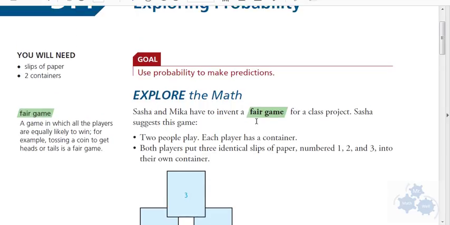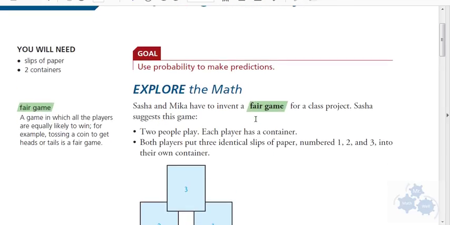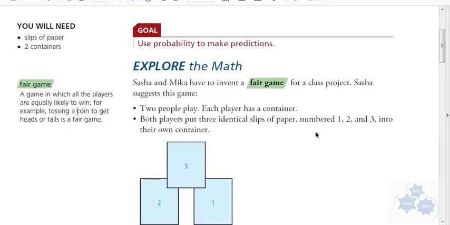Okay, so here's the game. It's 5.1, we're exploring probability, and we are exploring the concept of a fair game. As I just mentioned, a fair game is a game in which all players are equally likely to win. Okay, equally likely. There's that phrase there. For example, tossing a coin to get heads or tails is a fair game because there's no bias there. It should be just 1 out of 2. There's no way that one person should be able to win every time, right? That's a fair game.